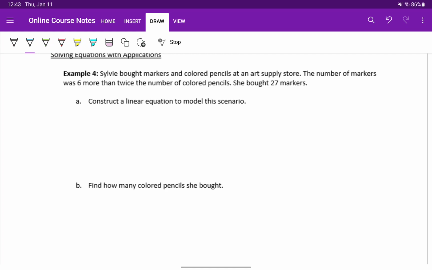In example 4, we have that Sylvie bought markers and colored pencils at an art supply store. The number of markers was 6 more than twice the number of colored pencils, and we're told that she bought 27 markers, which I'm going to go ahead and fix. That should actually be 28. So we know that she bought 28 markers. That's a value that we're given.